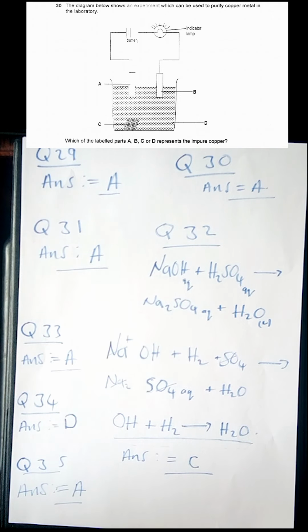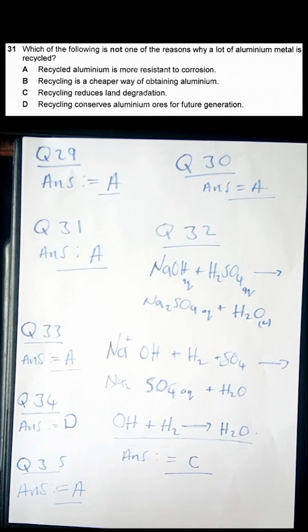Question 31. Which of the following is not one of the reasons why a lot of aluminium metal is recycled? Get the question properly. The question says which one is not the reason why aluminium is recycled. The answer there is A. Aluminium is not recycled because it is more resistant to corrosion. No, that's not the reason why. So the answer is A.